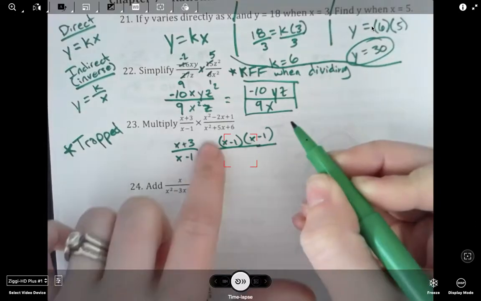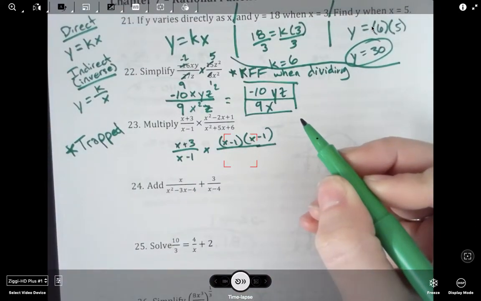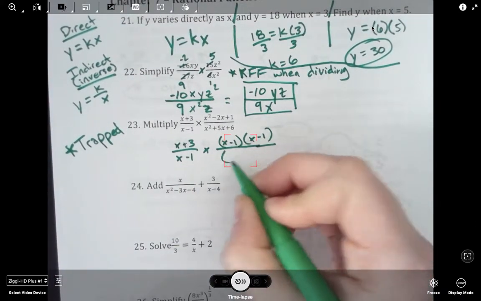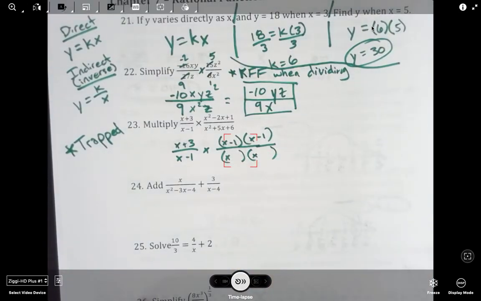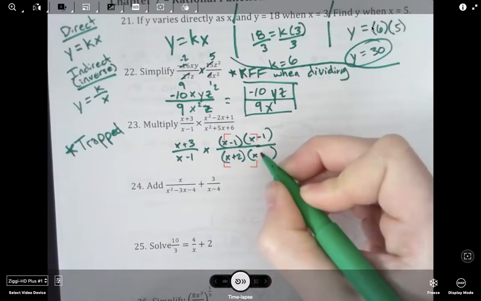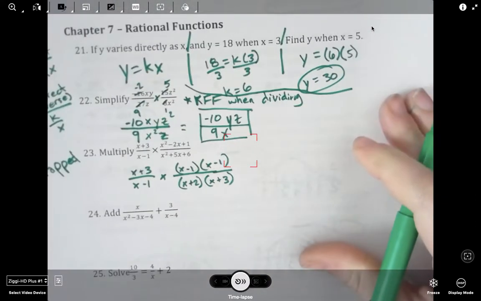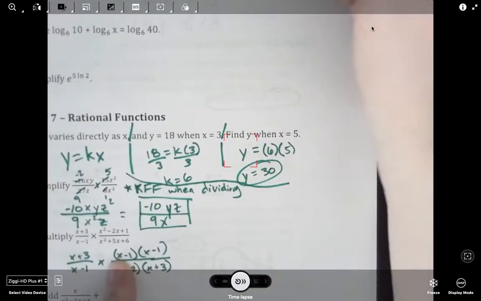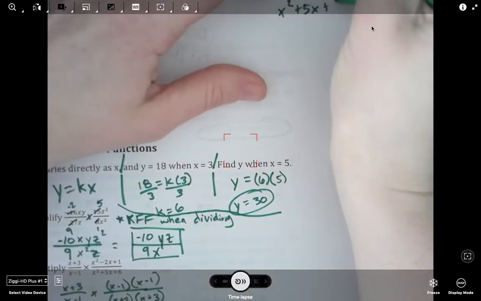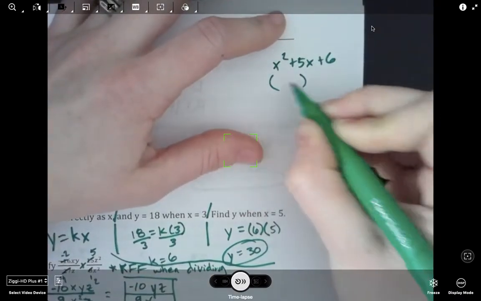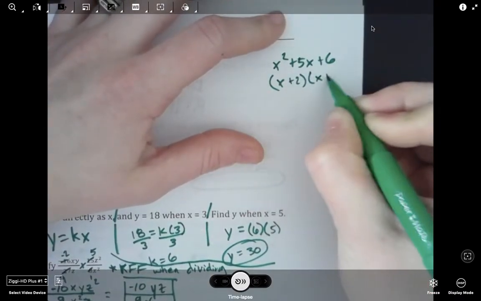Now, what about this one? X squared plus 5x plus 6. 2 and 3. What combination of 2 and 3? Plus 2, plus 3. Okay? All right, I'm going to do something real quick up here. Just wait a second. X squared plus 5x plus 6. We just did that guy. He was x plus 2, x plus 3, right?